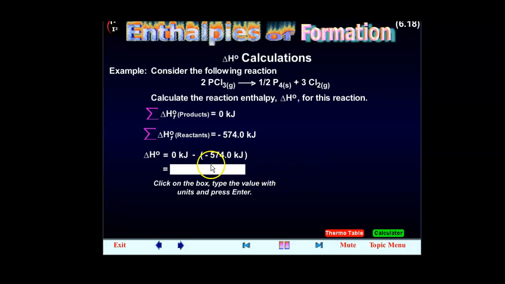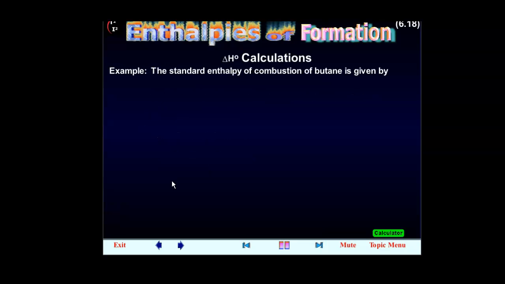So this is what I was saying. We have negative and negative. So this is, of course, going to be positive, because negative will become positive. Negative, positive 574.0 kilojoules. Incorrect. Try again. Equals kJ. Okay. 574.0 kilojoules.